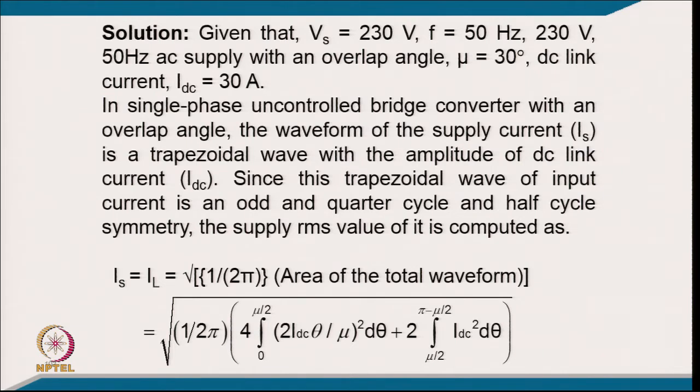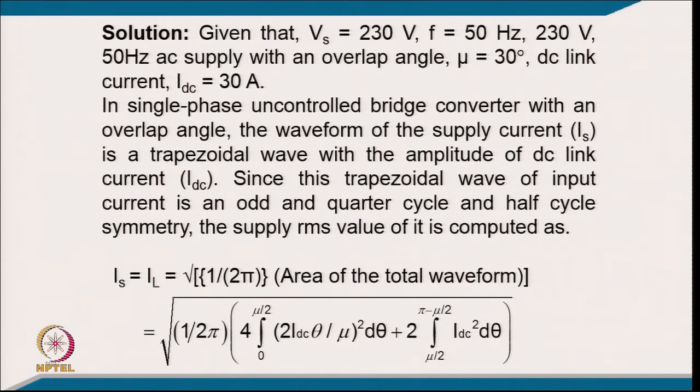Since the trapezoidal wave of input current has odd and quarter symmetry and half cycle symmetry, the supply RMS value is computed from the relation IS equal to IL in bracket 1 upon root pi and the area of the total waveform. Taking the derivation of 1 upon root pi and the total area will be 4 into the integral from 0 to pi by 2 minus mu by 2 of the rising part, plus 2 IDC by mu squared from pi by 2 minus mu by 2 to pi by 2 plus mu by 2, plus the flat part from pi by 2 plus mu by 2 to pi of IDC squared d theta.